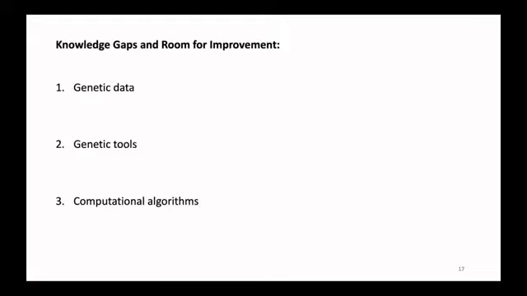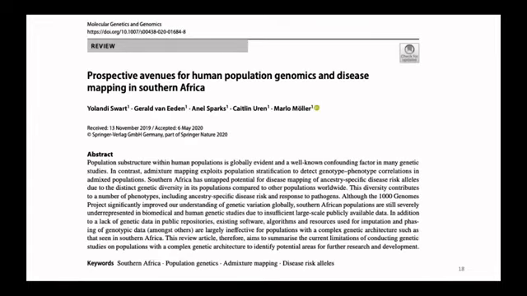But as with most scientific fields, you have knowledge gaps and room for improvement, which most of us are aware of. There is a lack of genetic data on African populations, and tools and computational algorithms that are not suited to admixed populations or even African populations, since we have such a unique genetic diversity. So one of the students that I co-supervised recently published a review identifying some of these knowledge gaps, and we hope to begin addressing a number of these.